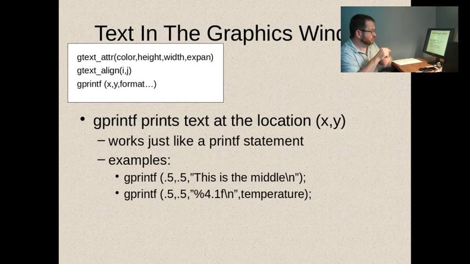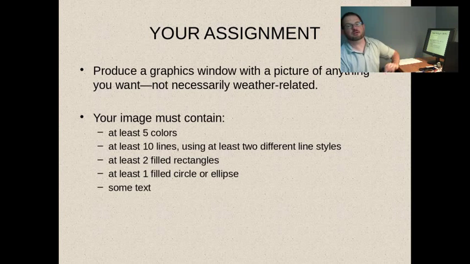Or, for example, you could print at 0.5, 0.5, in floating point, %4.1f, the temperature. Where from an earlier part of your program, you had set temperature equal to something, or used a function, or read it from a file, or whatever, and now you're printing it at that location on screen. This is exactly what we're going to be doing when we're doing weather maps and so on in just a few short weeks.